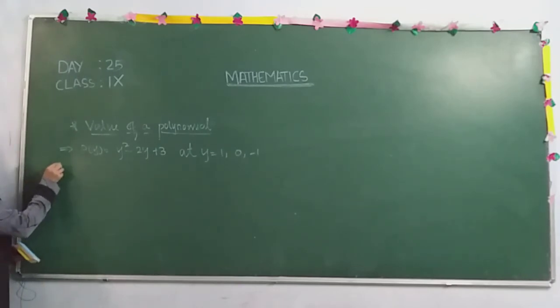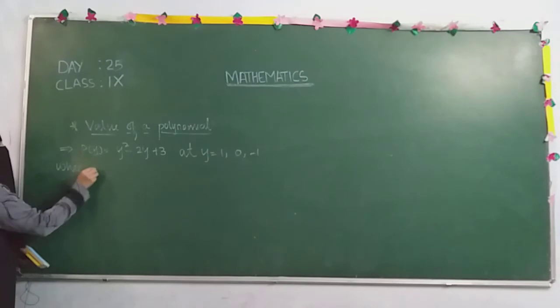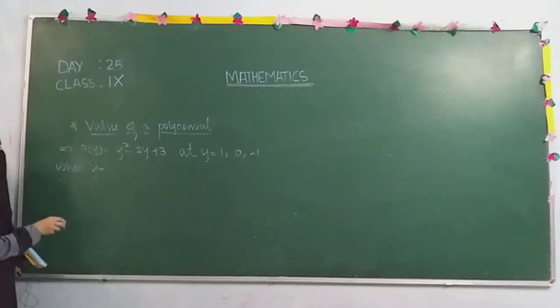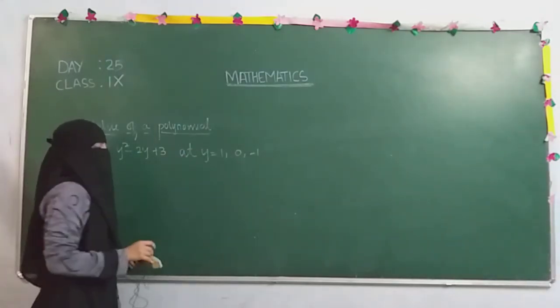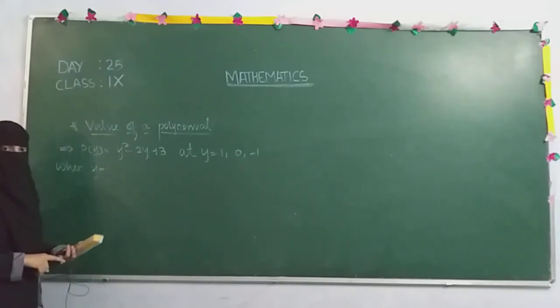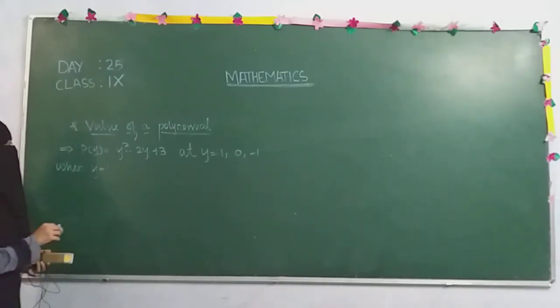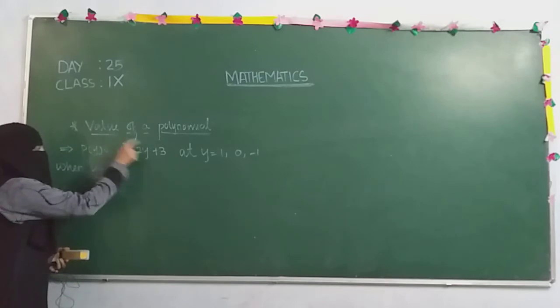So step 1 or case 1, first one we will take when y equals to 1. These are the values of y given. At y equals to 1. When y equals to 1, at that time what will you get as the value of this polynomial.